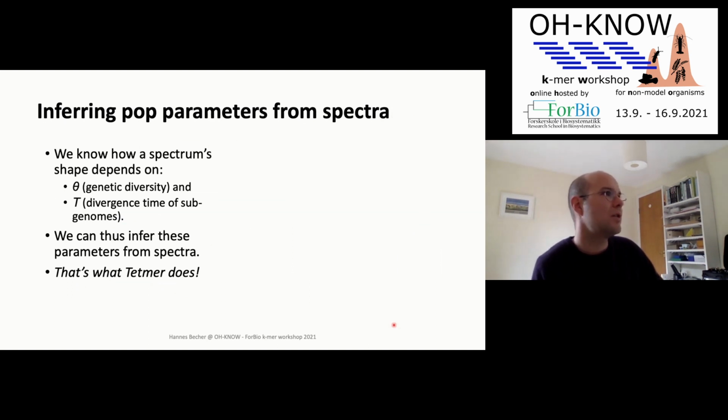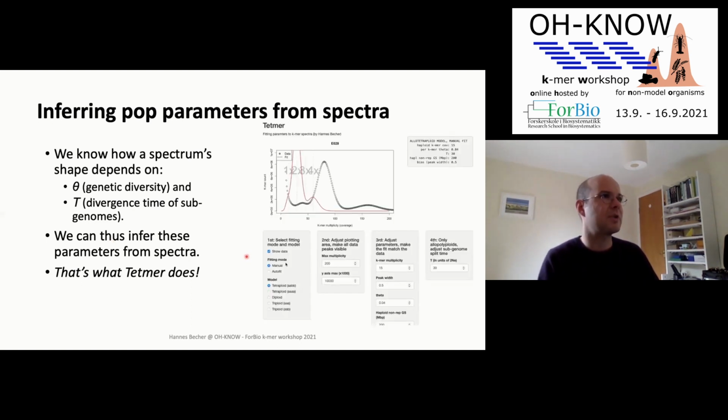So now we know that the K-mer spectrum's shape depends on these parameters theta. And if you have an allo-polyploid, it also depends on T, the divergence time. We can now just go to empirical K-mer spectra and say, well, can we just fit these parameters? What is theta and what is T? And that is what my Tetmer does. And there is a screen capture here where you see what it looks like.